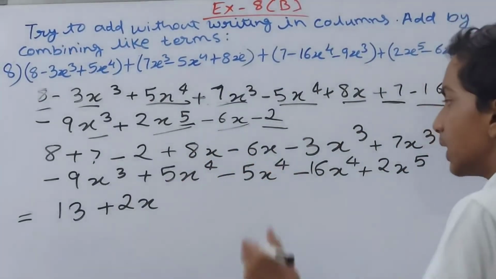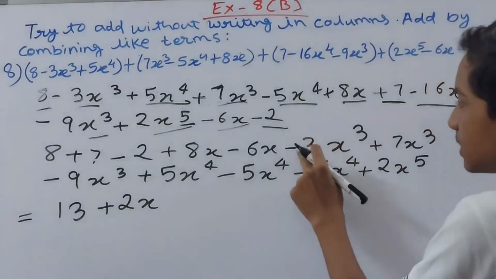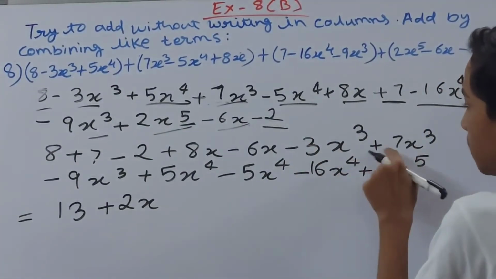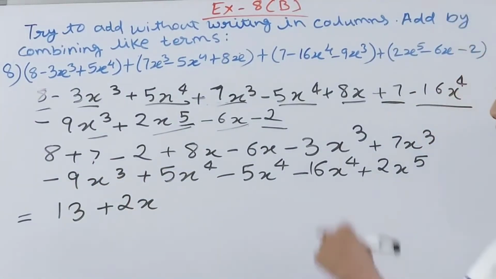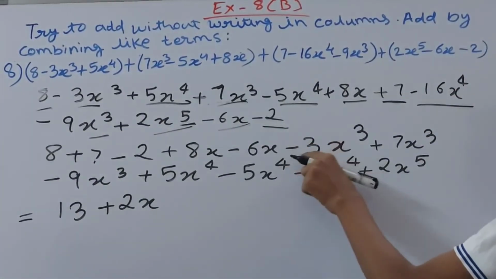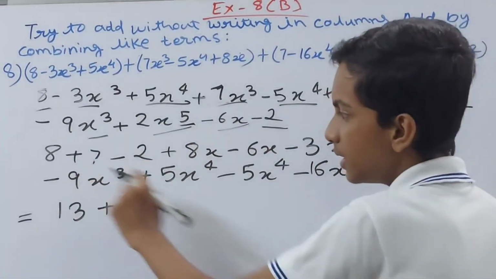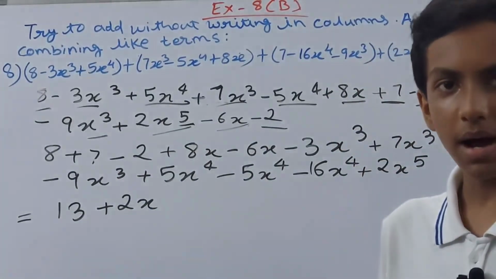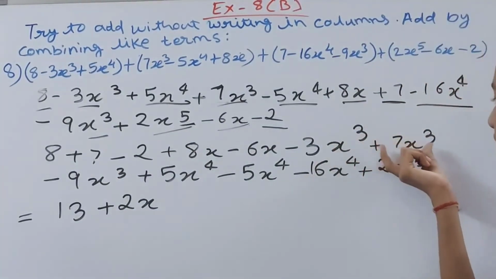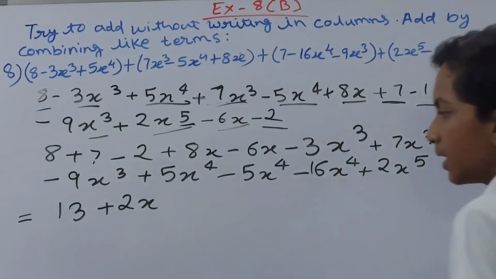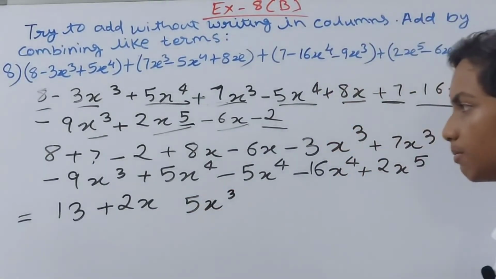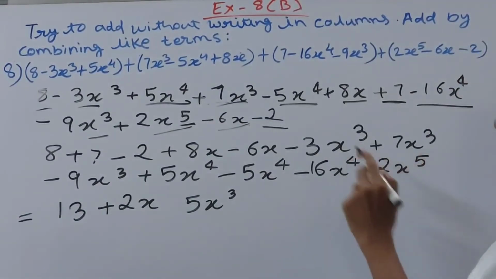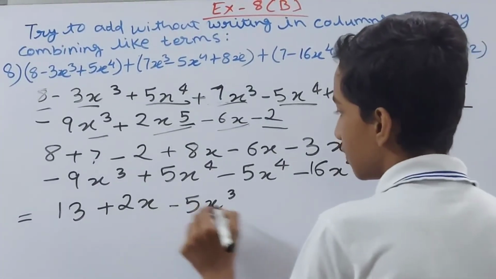Now you can see minus 3x cube, plus 7x cube and minus 9x cube here. So you can first solve this. Minus 3 and minus 9 will be minus 12x cube, and minus 12x cube and plus 7x cube will be 5x cube. Now which sign will we put, minus 12 or plus 7? Minus. So minus 5x cube.